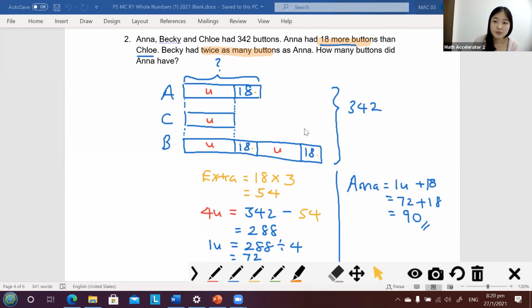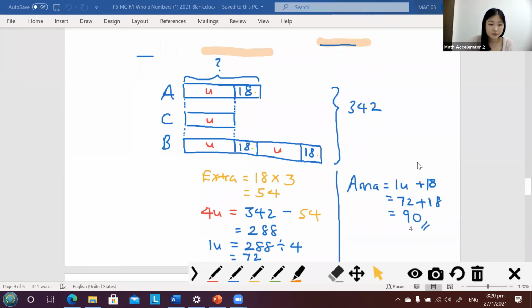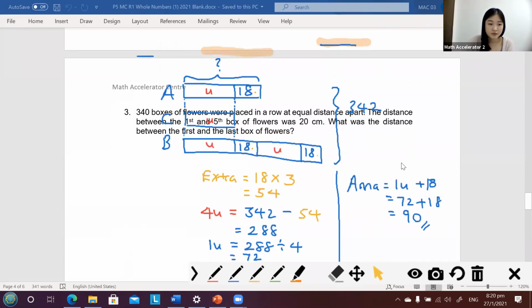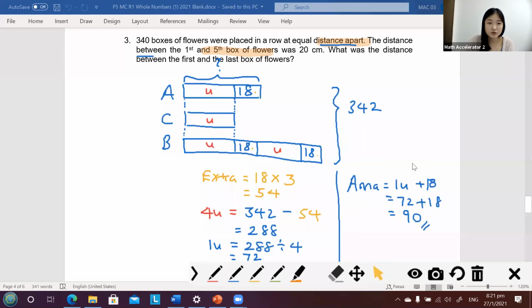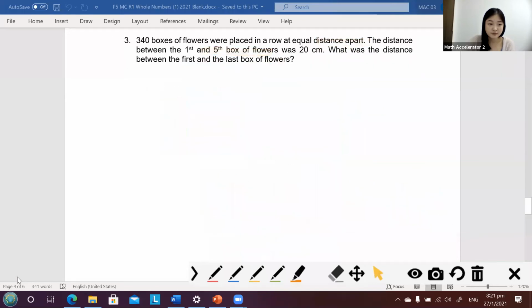So depending on the question, as long as you find the 1 unit, then you are very powerful already. You can solve any question they ask you for. As long as you get that 1 unit, go back to the question, and then answer what they want. Okay, so let's go to question 3.